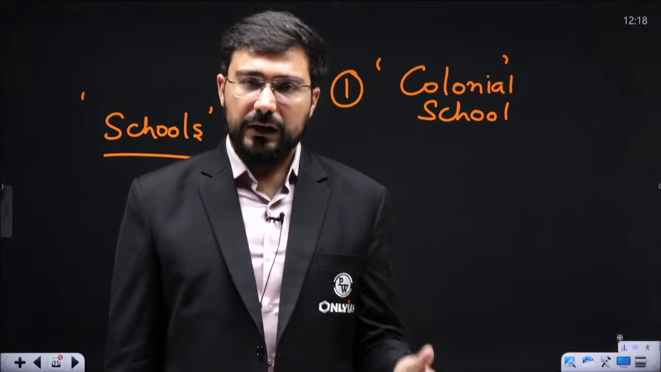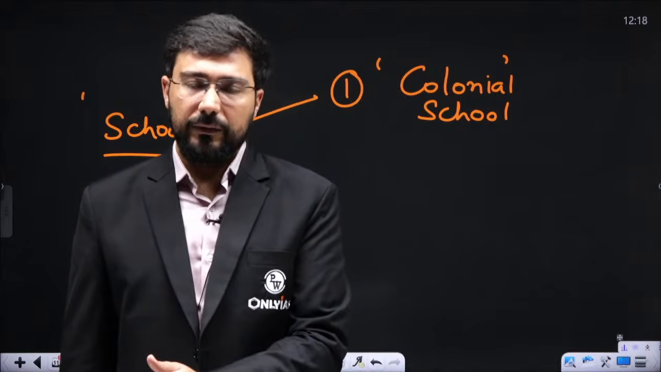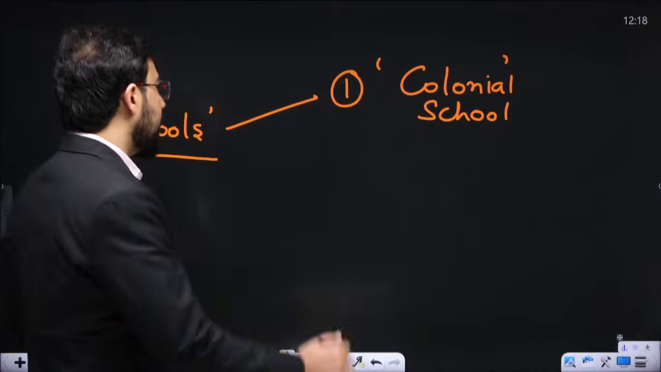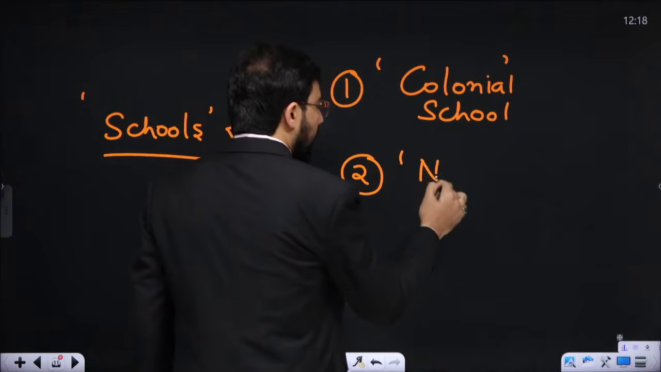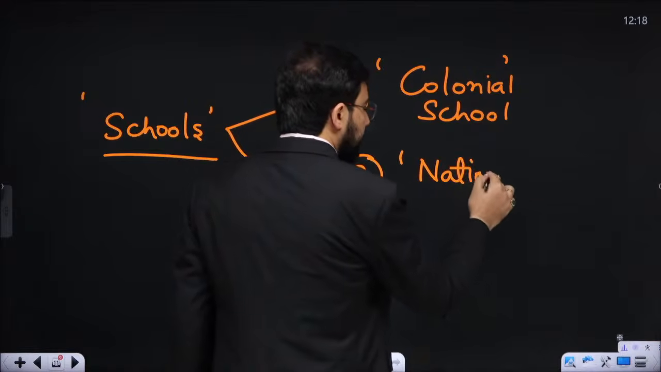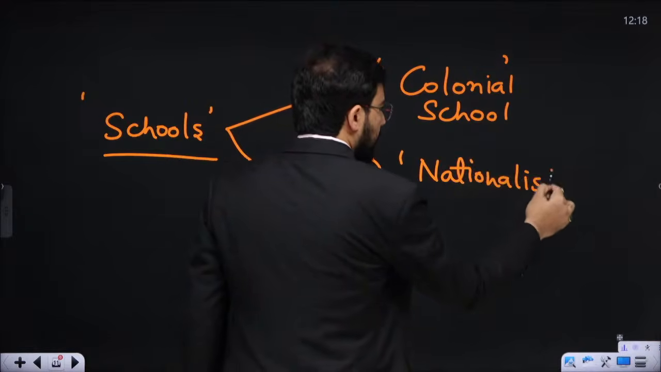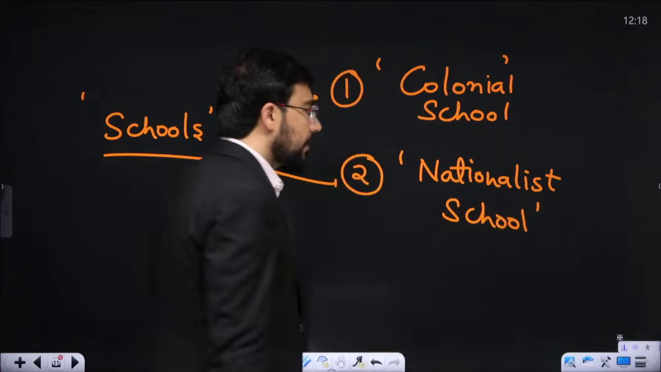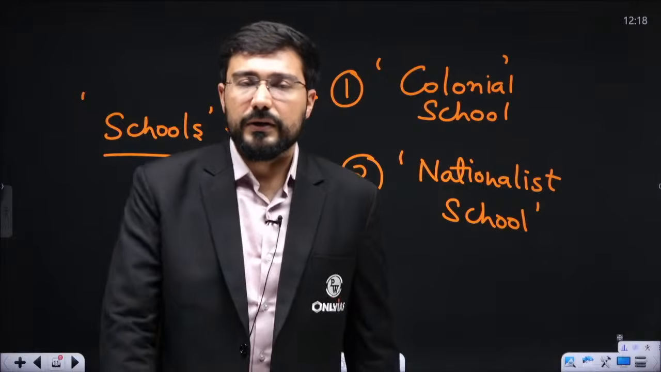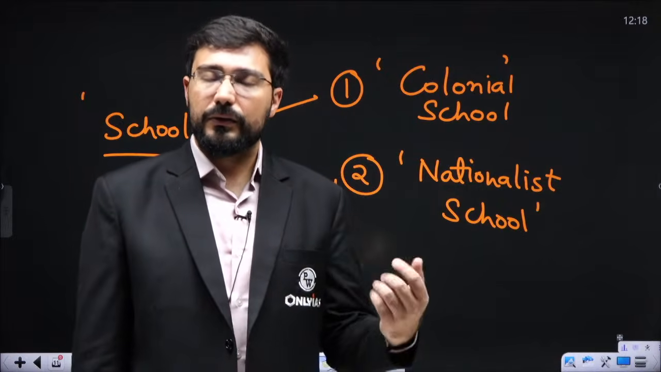So when they started criticizing us on each and everything, a new school of history emerged to build a different narrative, and this is known as the nationalist school. The nationalist school had people like R.G. Bhandarkar, K.N. Shastri. All these were historians who wrote about the nationalist school.